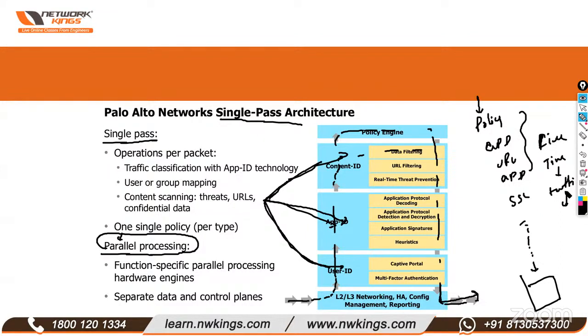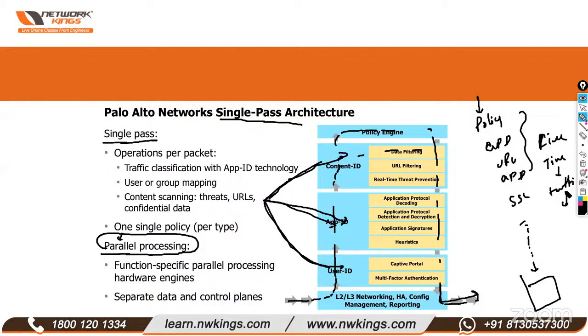Only once he understands it, once we create the session table, will he be able to understand all these things, and the next traffic will be parallel processing. Now the second question: when the parallel processing starts for the second packet, the same packet will be replicated or copied for user ID, app ID, and content ID to be processed parallelly. Yeah.